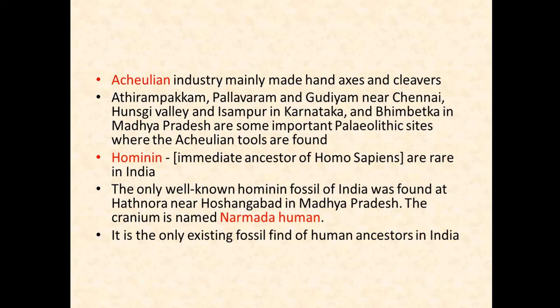Hominin. Hominin is the immediate ancestor of Homo sapiens, and they were very rare in India. The only well-known hominin fossil of India was found at Hathnora near Hoshangabad in Madhya Pradesh, and the cranium is named Narmada human. It is the only existing fossil of a human ancestor in India.